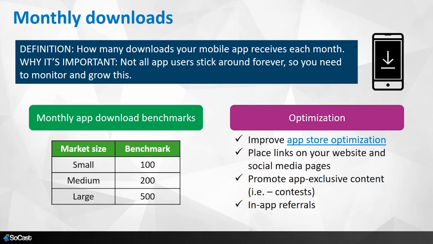Another strategy you can use is in-app referrals to incentivize users to invite their friends. Put a button on your app's contest page that provides an extra contest entry for every referral that someone sends out. Another idea is, if you have the proper provider like SoCast, you can also have an ad pop up when people access your mobile website to encourage them to actually download the mobile app version instead of using your mobile web. So that's another great way to encourage monthly downloads.